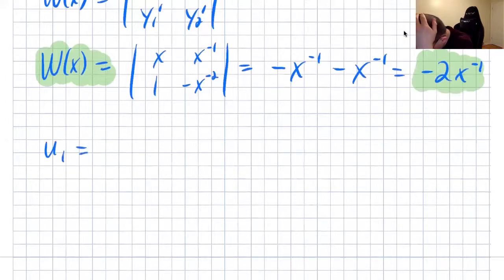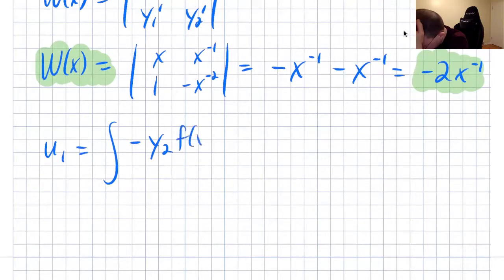u1 is the integral of negative u2. Let me just think, I always forget. Negative, yeah, negative y2. I'm thinking of Cramer's rule. That's what I'm thinking of when I'm doing this. So Cramer's rule.